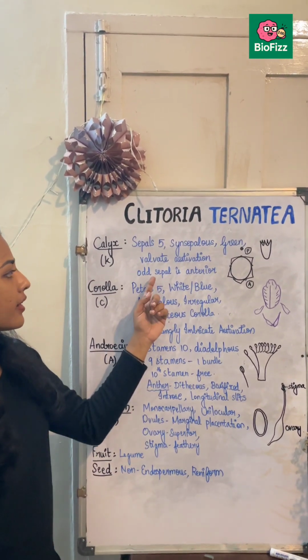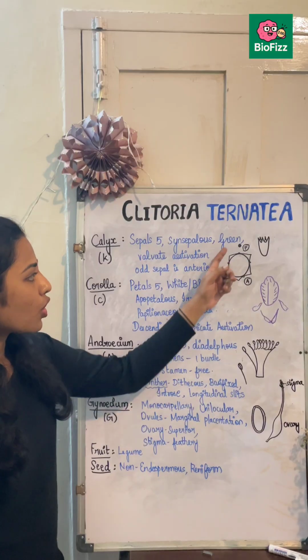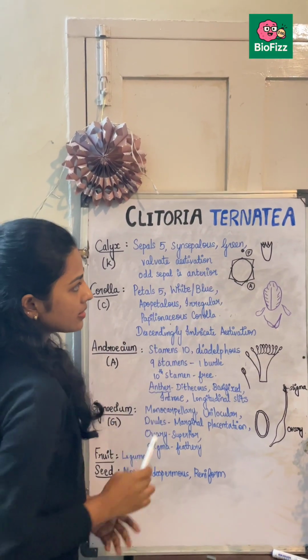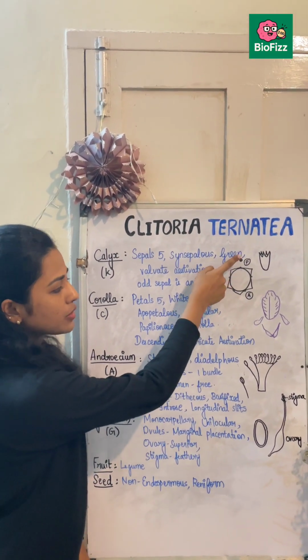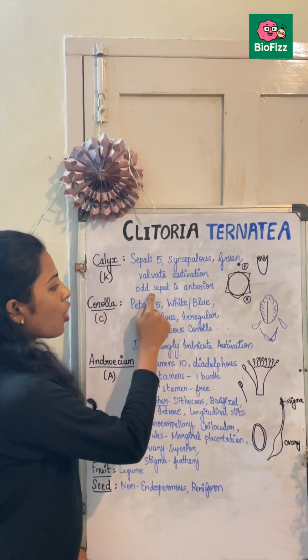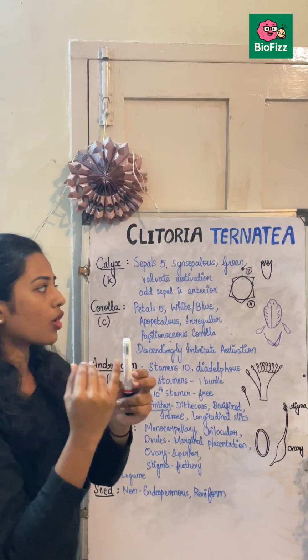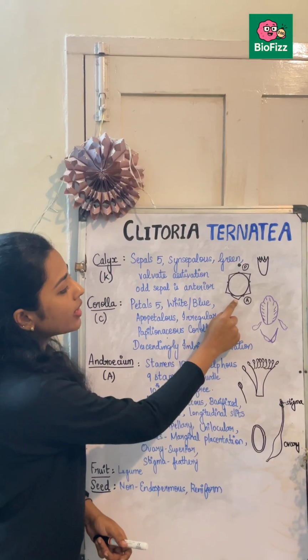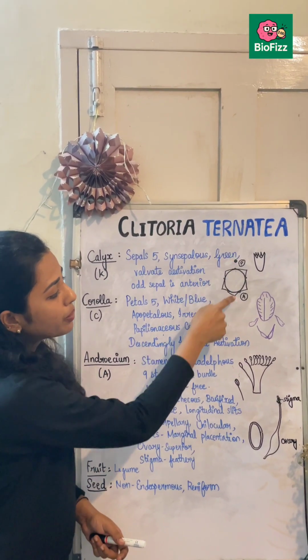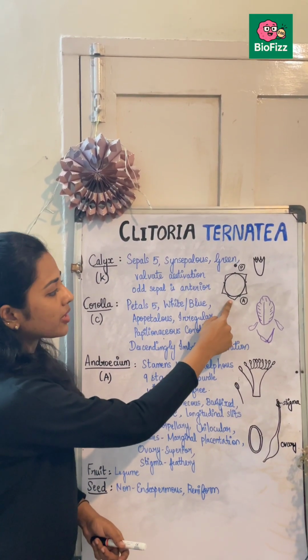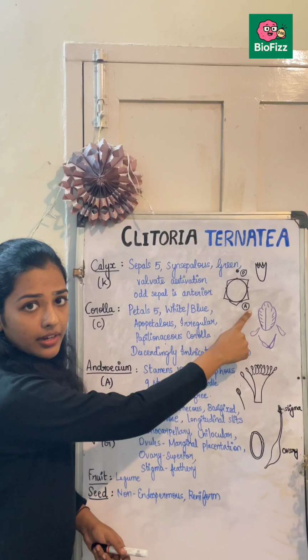And look at the last line, the odd sepal is anterior. So when you draw the floral diagram, when you draw the mother axis, remember the position of the mother axis is posterior. So what is the meaning of odd? See, there are 5 in number. How do you make odd? This is even, and 1 is odd. So 2 and 2, an odd sepal you should draw below the mother axis, right opposite to the mother axis. So this is the odd sepal, it is anterior in position.